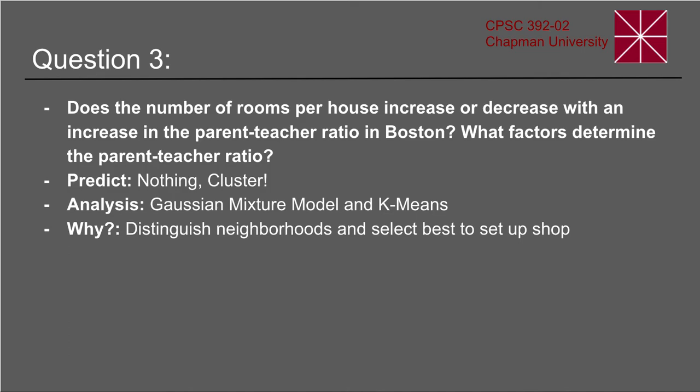So as for question 3, does the number of rooms per house increase or decrease with an increase in the, and that's supposed to say pupil to teacher ratio. Again, pupil to teacher ratio. In Boston, what factors determine the pupil to teacher ratio? So here I didn't decide to predict anything. I wanted to use Gaussian mixture and k-means, unsupervised learning, to distinguish neighborhoods and select the best area to set up shop.